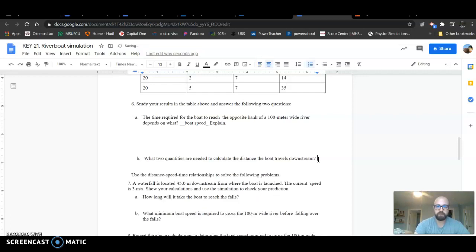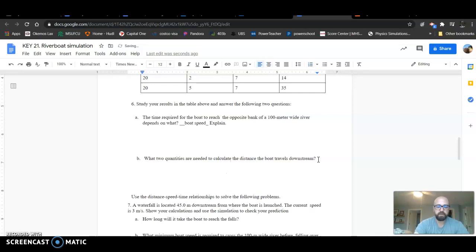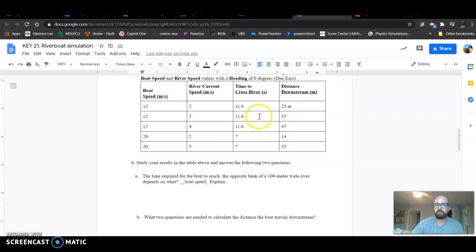Distance downstream is going to depend on the river current and the time to cross. So we see those two things. You could think about it: if the boat is going to move downstream, the current is what moves it down, and how long it's doing that is going to dictate what's happening. We saw that up here in this table, with the time and the river current. Some of you even noticed that river current times time equaled the distance downstream.